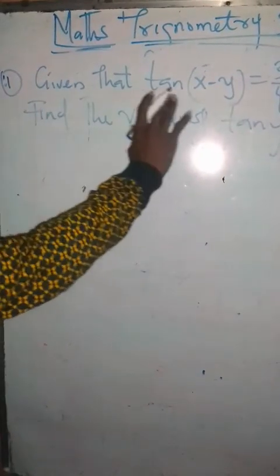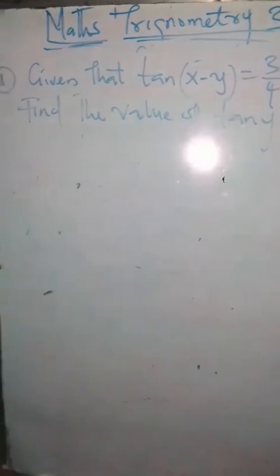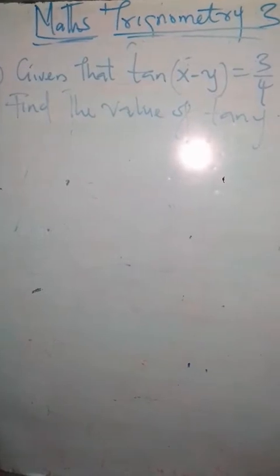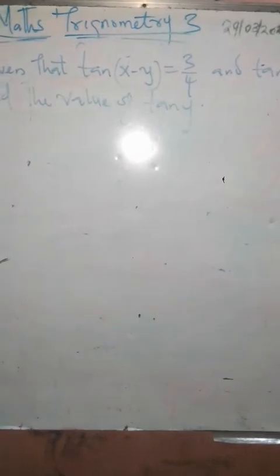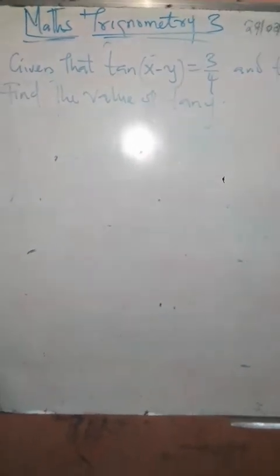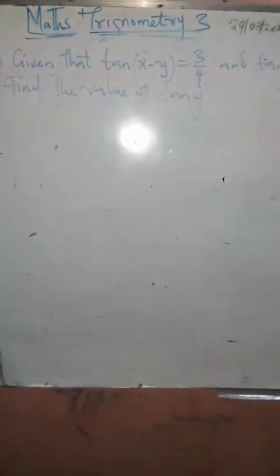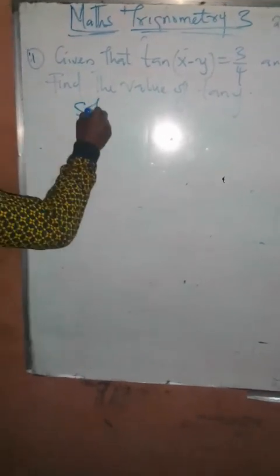Okay, so given that tan (x minus y) is equal to 3 over 4, and they ask us to find, given tan x itself is equal to 2, the value of tan y. So let's see here, this expression, I think it should be one of the easiest expressions ever. Let's see how we can solve this one.